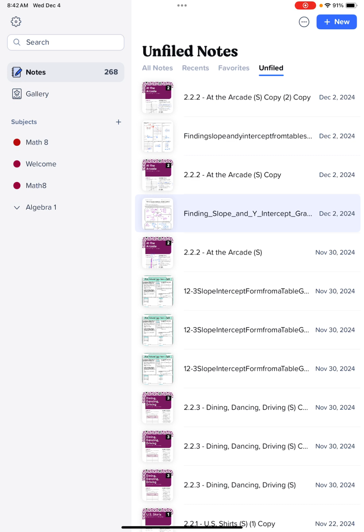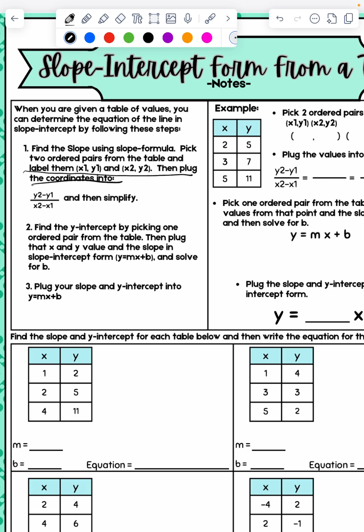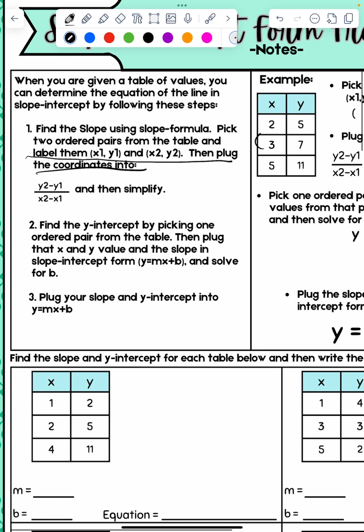So today, you should have gotten from your substitute the slope-intercept form from a table. When you're given a table of values, you can determine the equation of the line in slope-intercept form. First of all, you've got to pick two coordinates, x1, y1, okay? Then you're going to need to simplify. So we're going to subtract like we always have. After that, we have to pick one x and y coordinate to figure out what our y-intercept's going to be. We plug that in and we can very quickly find the y-intercept.